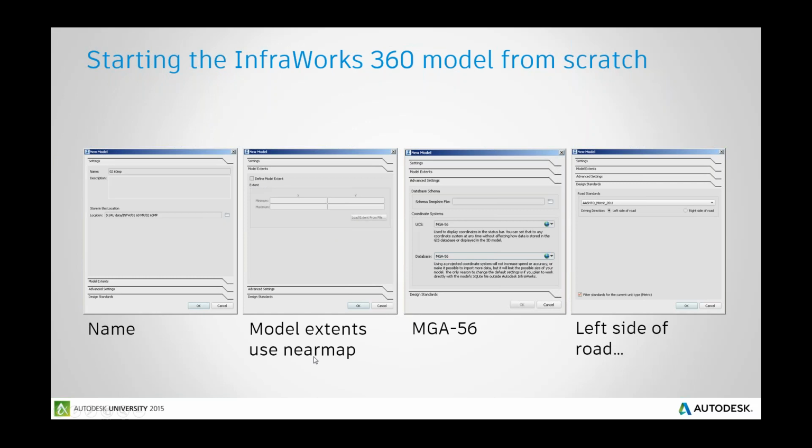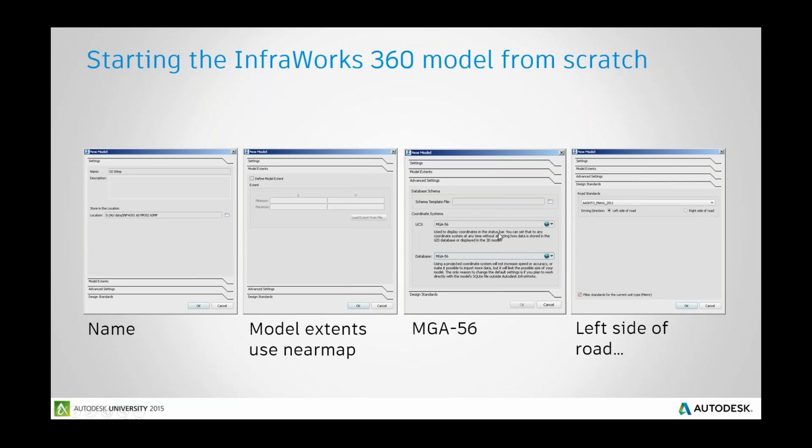You can also work with Nearmap. This is a local Australian imagery service where you can get aerial maps and bring them in. There's a workflow that we have on the Autodesk ANZ YouTube channel showing how you can work with Nearmap, create a shape file with Nearmap inside of Civil 3D, and then use this for your perimeters inside of Infraworks.